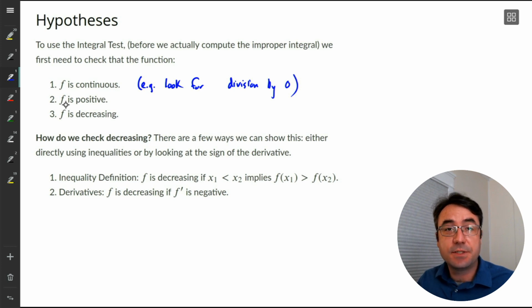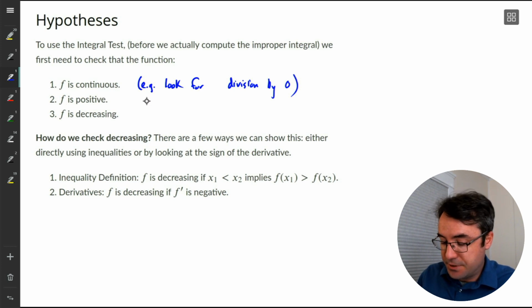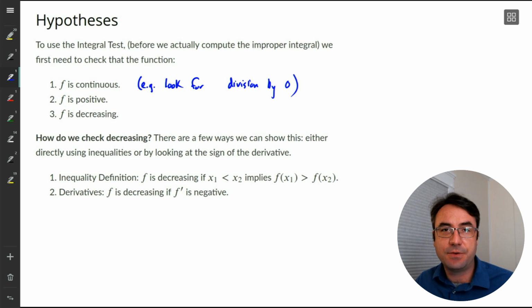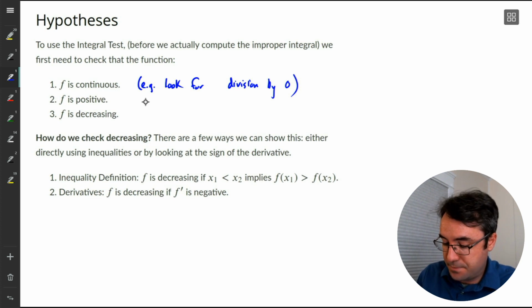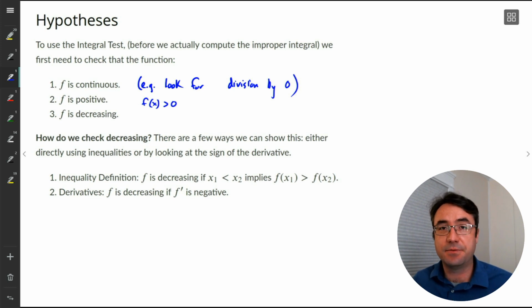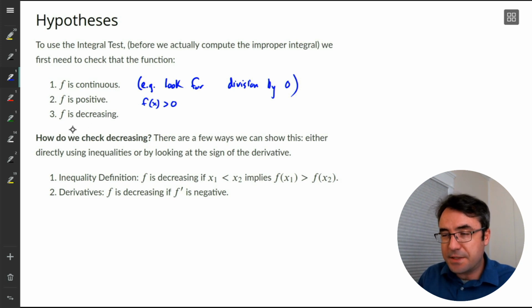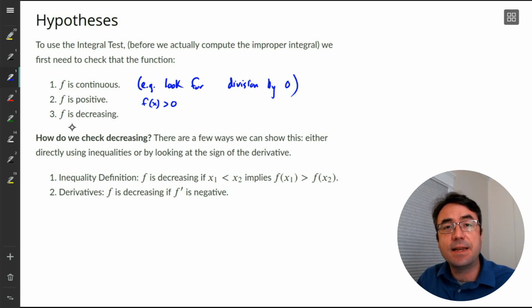We also need to see if our function is positive. Again, that just means our function values are greater than 0. So we have positive output values. The graph of our function is above the x-axis. And the one that sometimes takes a little bit of work, and is not necessarily always obvious, is that our function f is decreasing.